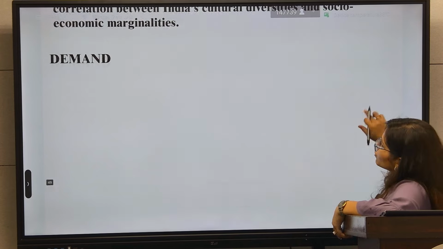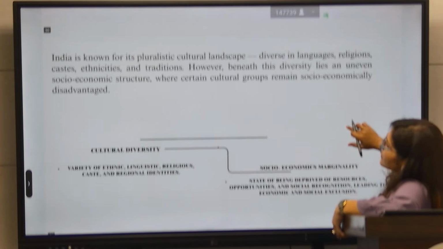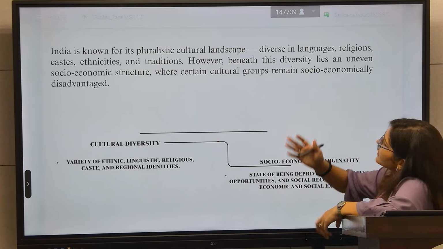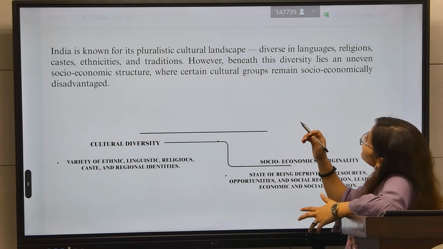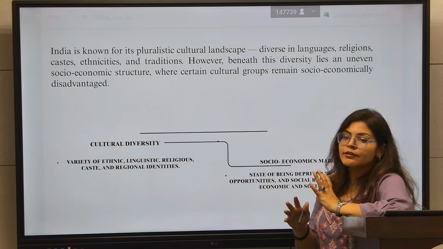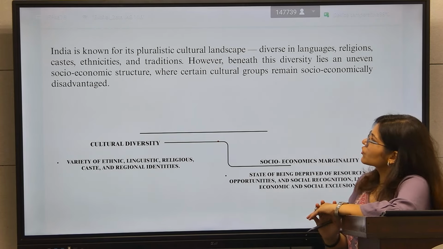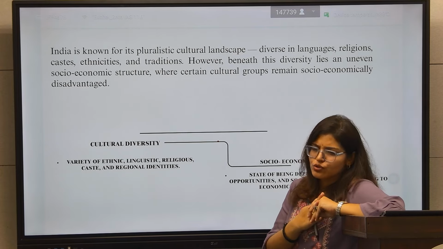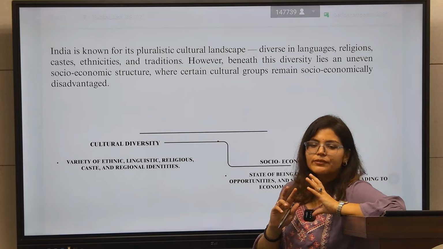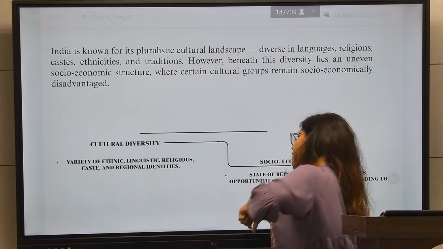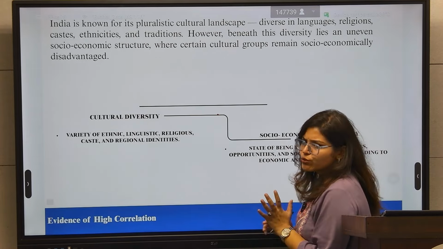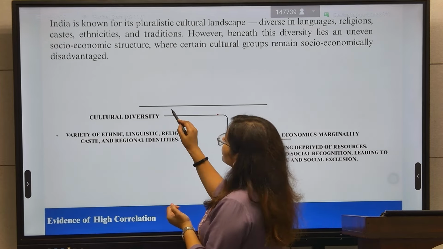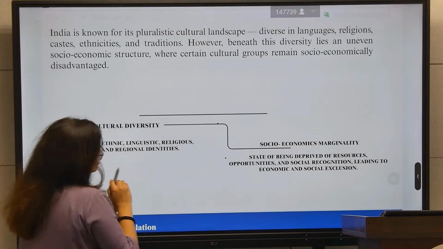So first, you know how to write the introduction. First, link that India is known for its pluralistic cultural landscape, diverse in language, religion, caste. However, beneath this diversity lies an uneven socio-economic structure, where certain cultural groups remain socio-economically disadvantaged. So you have to develop the link between these two terms. Now, this is a 15 marker question, so you have to make your answer presentable also. Use this type of diagram or flow chart where you will give the definition of both terms.